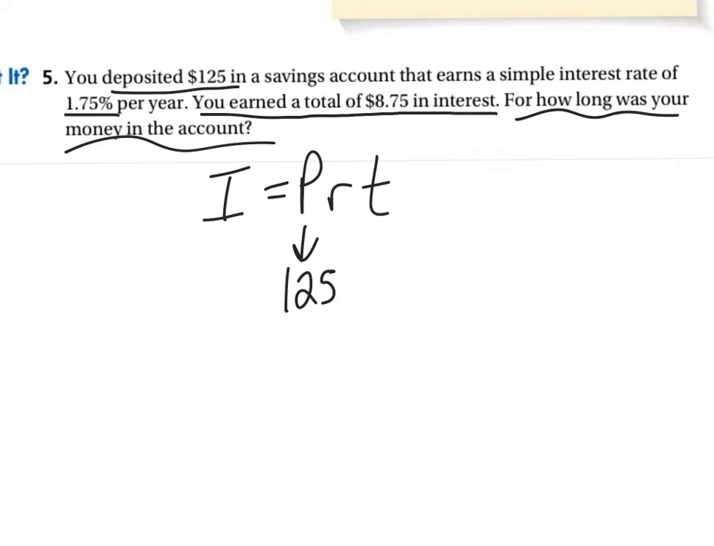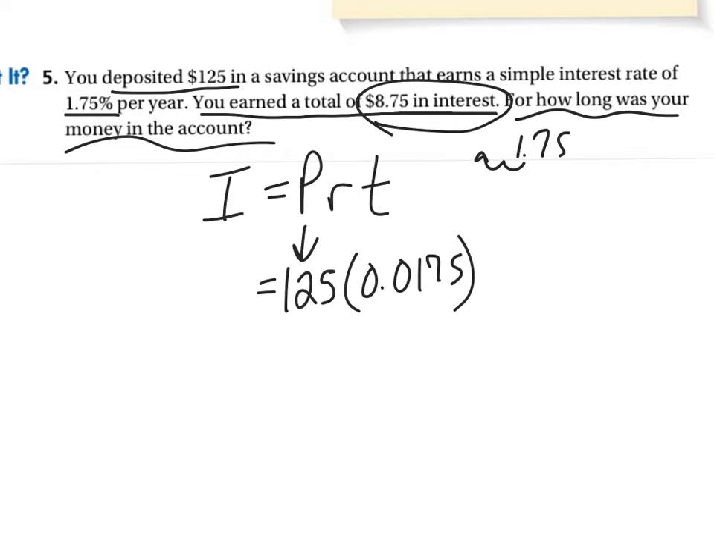So we deposited $125. That's the principal. Interest rate's 1.75%. We're going to change that to a decimal. Move our decimal to the left 2 places, so 0.0175. Interest is what we earned, which is $8.75. And the time is what we're trying to find.